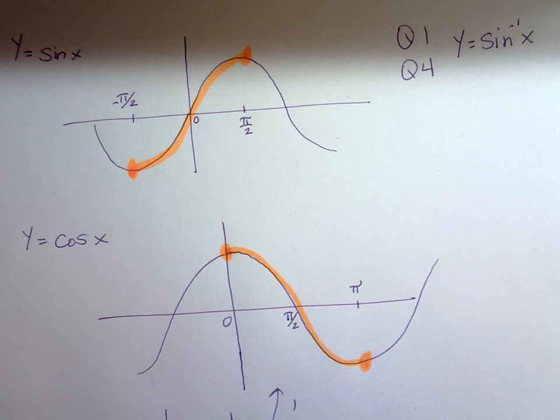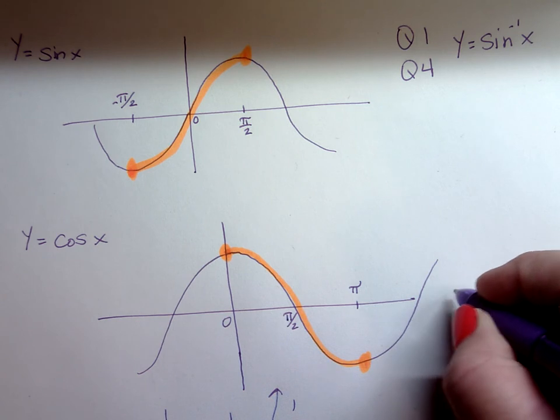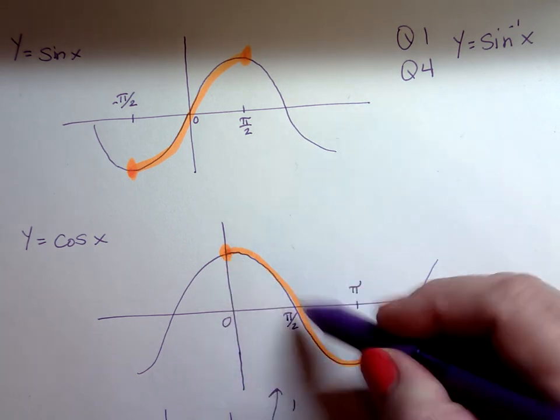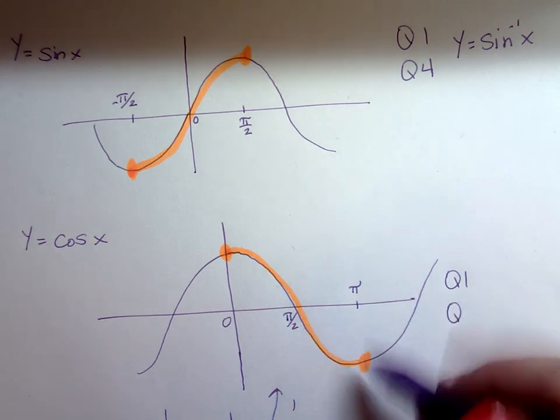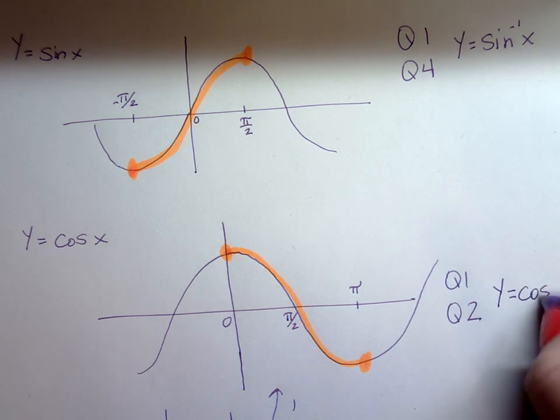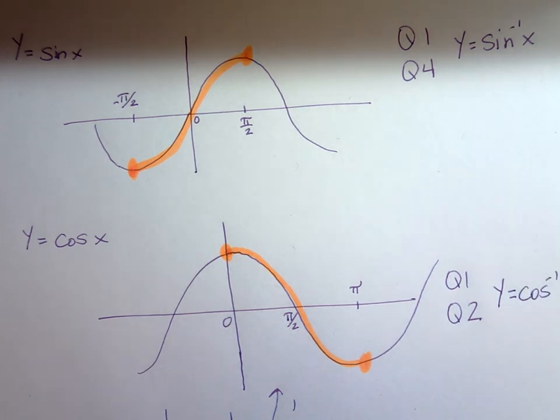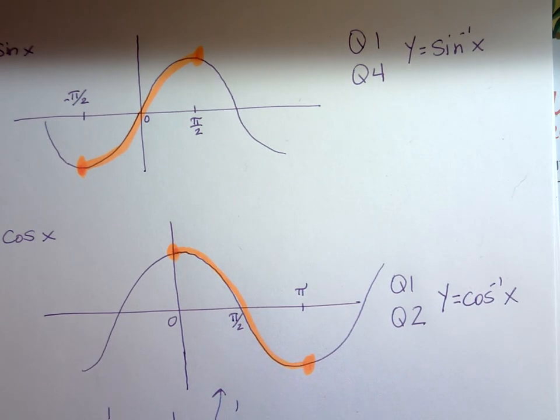That's the biggest piece of the cosine graph that I can put together that's going to pass the vertical line test and the horizontal line test. So this time, if I'm looking at which quadrants I'm in, between 0 and pi over 2, I'm in quadrant 1. And if I'm between pi over 2 and pi, I'm in quadrant 2. And that would be for my inverse cosine function. That's restricting the domain so that I get just a one-to-one function.